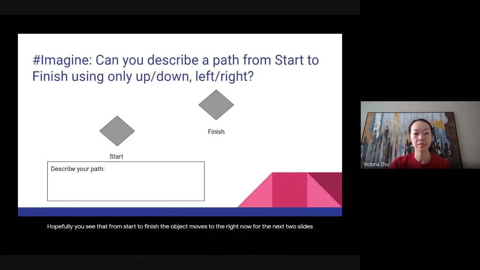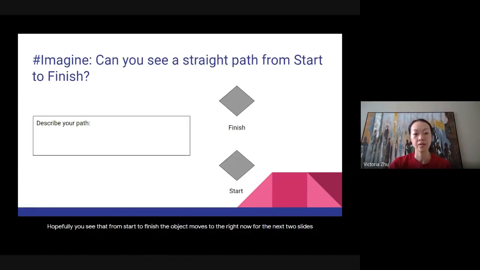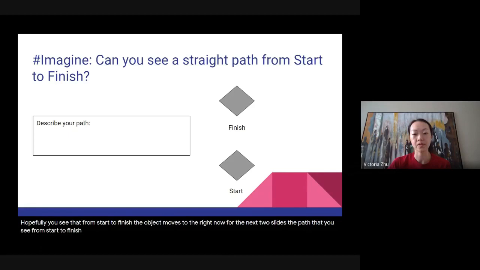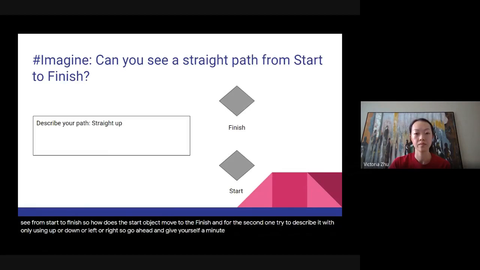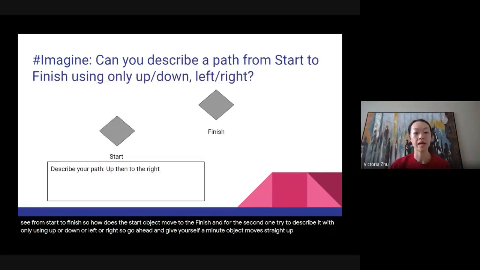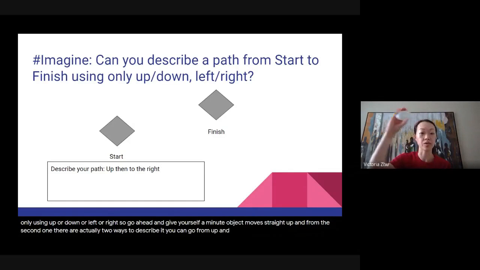Now for the next two slides, write in the path that you see from start to finish. How does the start object move to the finish? And for the second one, try to describe it using only up or down or left or right. Go ahead and give yourself a minute. You'll see that from start to finish, the object moves straight up. And for the second one, there are actually two ways to describe it. You can go up and then to the right, or to the right, then up.